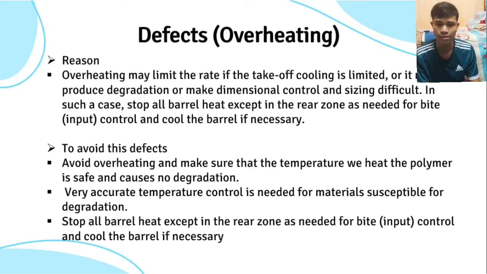Firstly is overheating. Overheating may limit the rate if the type of cooling is limited, or it may produce gradations or make dimensional control and sizing difficult. In such a case, stop all the barrel heat except in the rear zones as needed for bite, which is input control, and cool the barrel if necessary. In a few cases, more barrel heat will yield a cooler melt. There is a temperature below which the melt will not go at a given screw speed, even if all the barrel heaters are turned off.